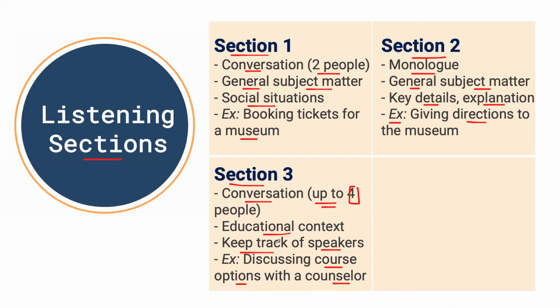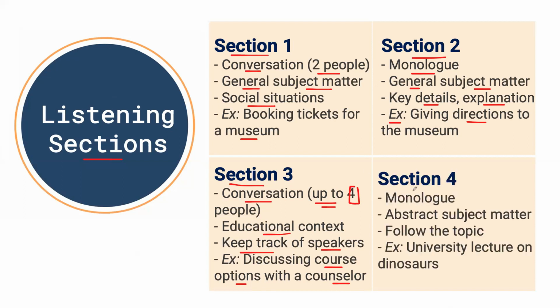And now the last but not least section, Section 4, the notorious section for being the most difficult. It also features a monologue like Section 2, but the subject matter here is abstract and it's very difficult to follow the topic. Now, an example of this could be a portion of a university lecture on dinosaurs or something abstract like this. This is not anything that you would read in the newspaper or magazines, for example. It's definitely more academic in tone and in nature.